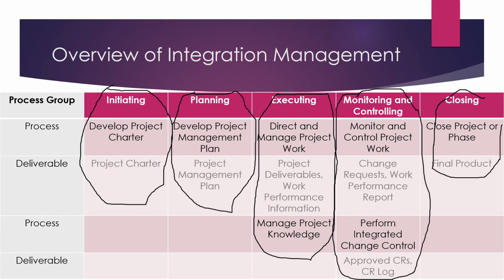The next and the final process is close project or phase, under the closing process group, and the final product of the project is the deliverable of this process. So these were the processes. You've got 5 and 2, 7 processes in integration management, right? One each under initiating, planning, and closing, and two each under executing and monitoring and controlling process groups.